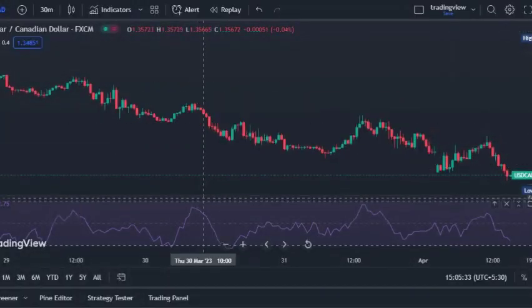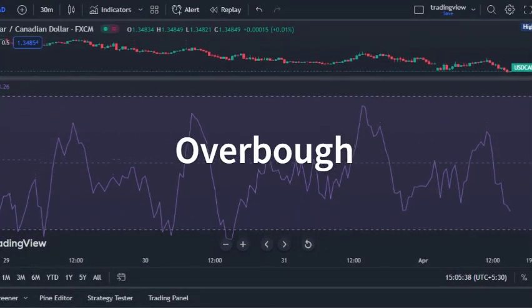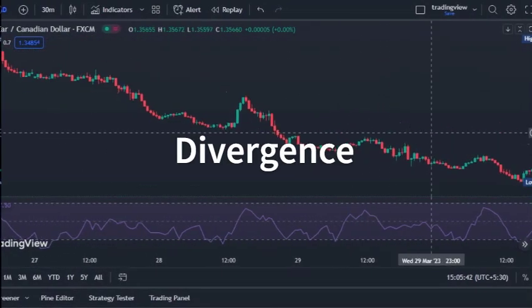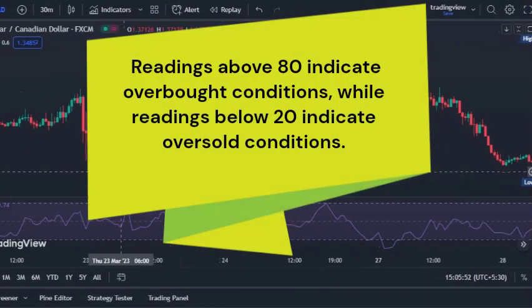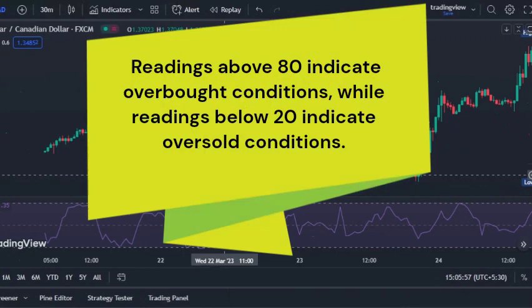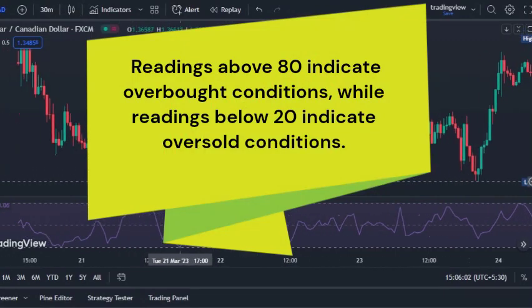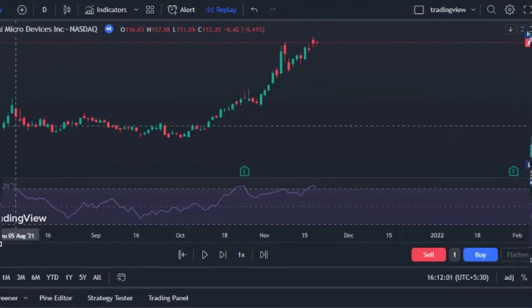Just like RSI, you can use this indicator for two things: overbought and oversold, and divergence. First, overbought and oversold signals. A reading above 80 indicates overbought conditions and a reading below 20 indicates oversold conditions. Now let's see how it works.